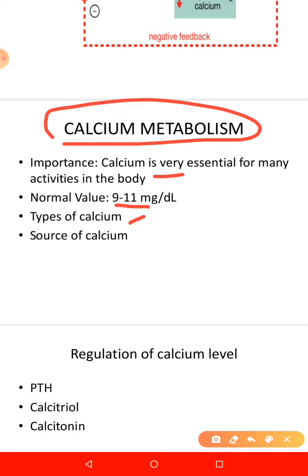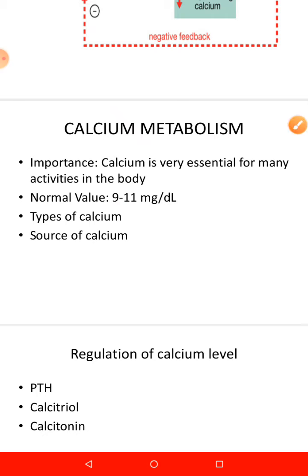Okay. So apart from the calcium being found in plasma, there is also the calcium which is deposited in the bones. Calcium is constantly removed from the bones and deposited in the bone. So the bones act as storage form of calcium.